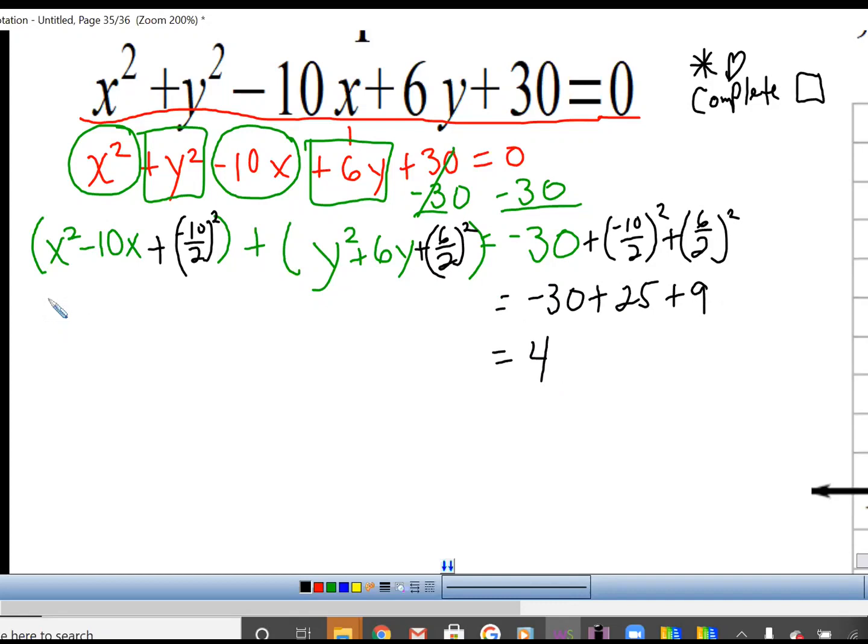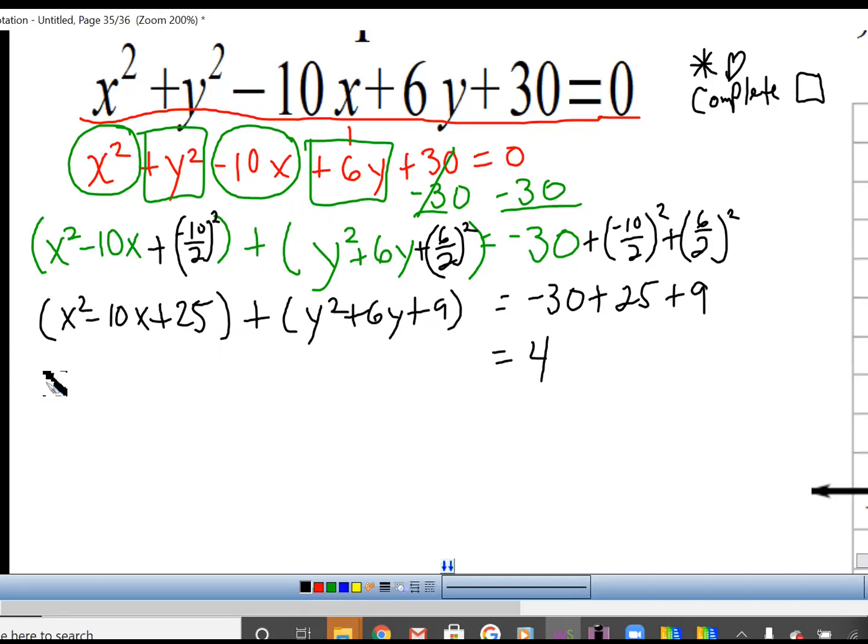I'm going to bring this down: x squared minus 10x plus 25, close parentheses, plus y squared plus 6y plus 9, close parentheses. Copy that, please. All right, so the process so far, we're up to right there.